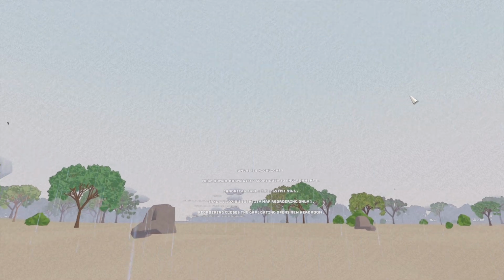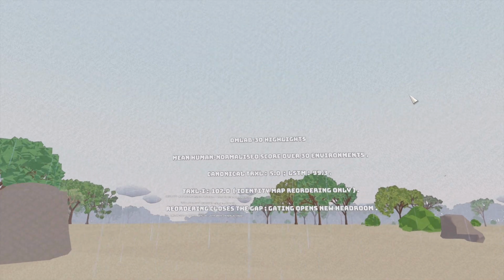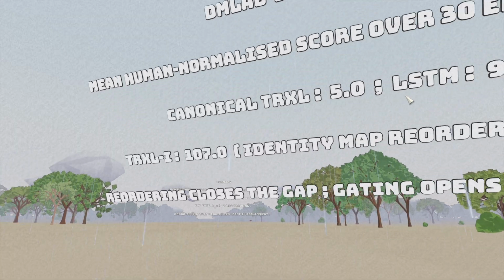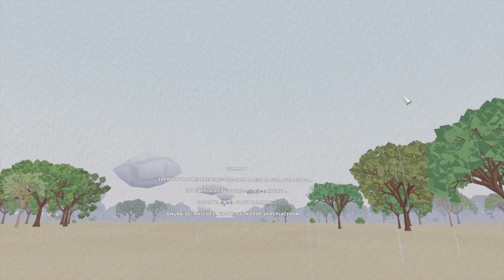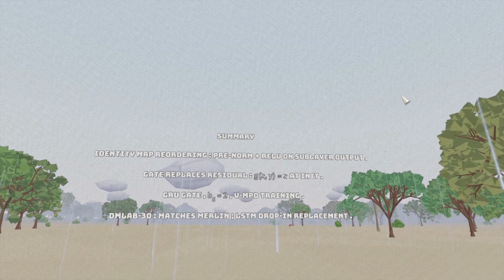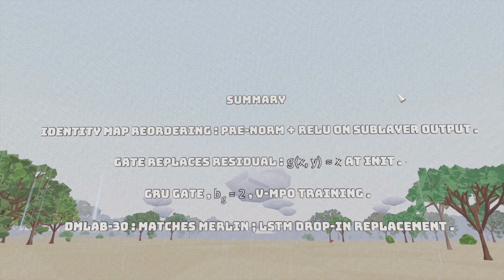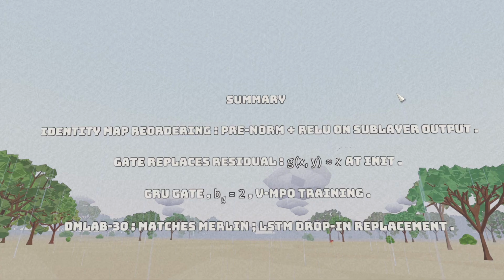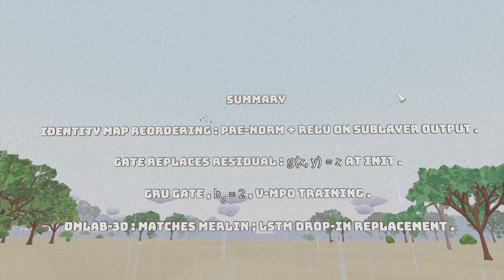In summary, GTrXL is TrXL with two additions. The reordering moves the layer norm to sublayer inputs and adds a ReLU on sublayer outputs, opening an identity path through depth that a post-norm block does not have, and that gives us most of the improvement. Then this gating layer replaces the additive residual, and the interpolation between the layer's input and layer output is configured through the GRU. Through a positive bias on the update gate, we start near identity.